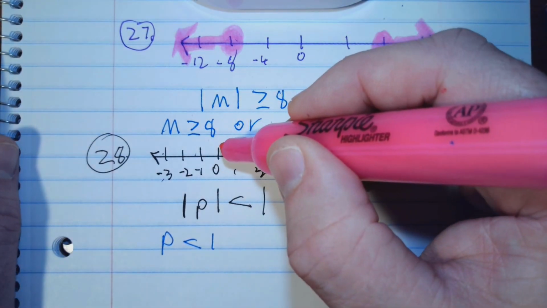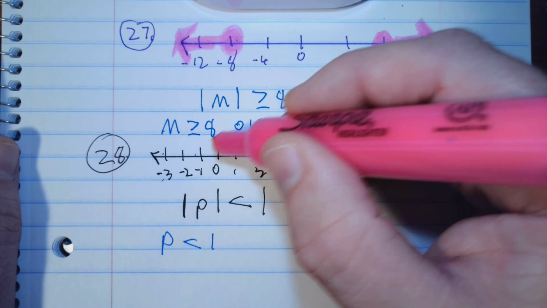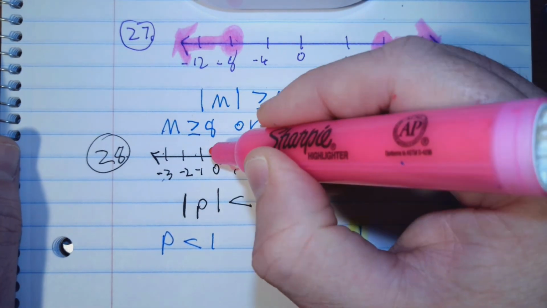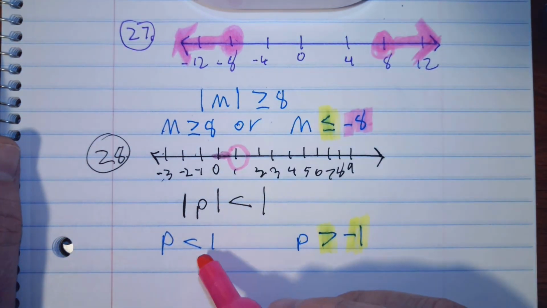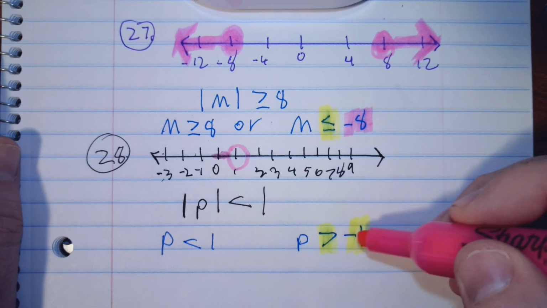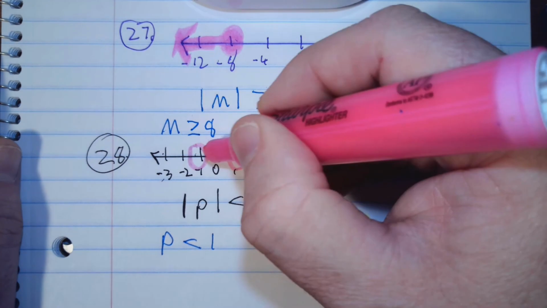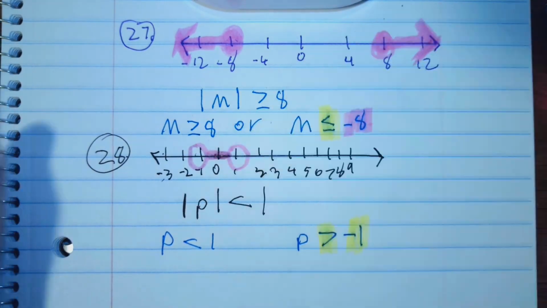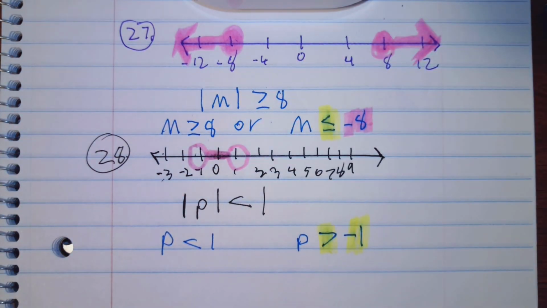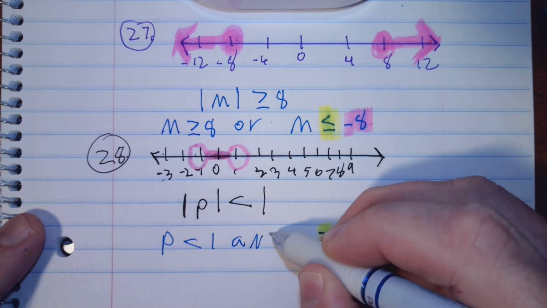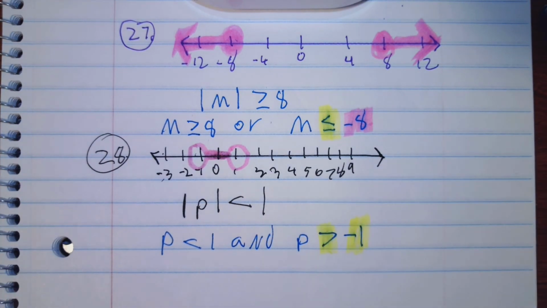I'm going to circle 1 here. And then it looks like I'm supposed to color this direction. Yeah, those are all the things less than 1. And here, -1, I'm supposed to circle -1, and I'm supposed to color in this way. Okay. So this one looks like an and graph.